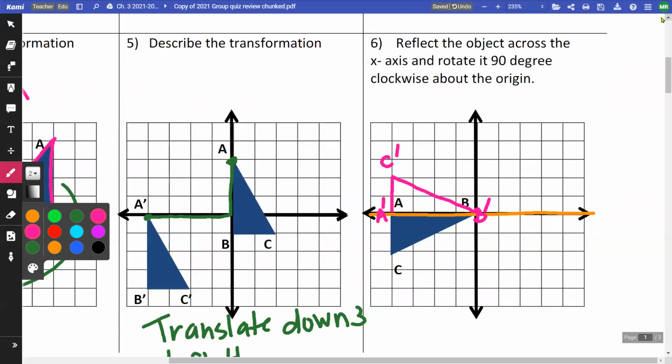Then they want us to rotate this 90 degrees clockwise. So when I'm going clockwise, this is going out 1, 2, 3, 4. So it's going to go up 1, 2, 3, 4. That's going to be my A double prime. I'm going to go out 2. That's going to be my C double prime. And then here, this is going to be my B double prime.